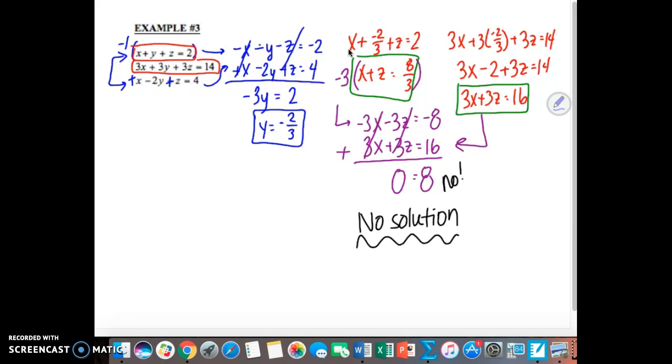The bookwork that will be worked on during class will be on page 657. It's numbers 1 through 9 odd and 15 through 19 odd.